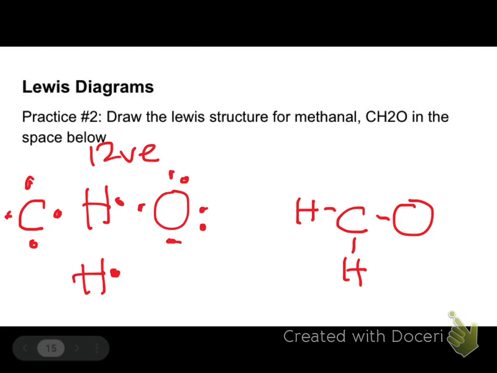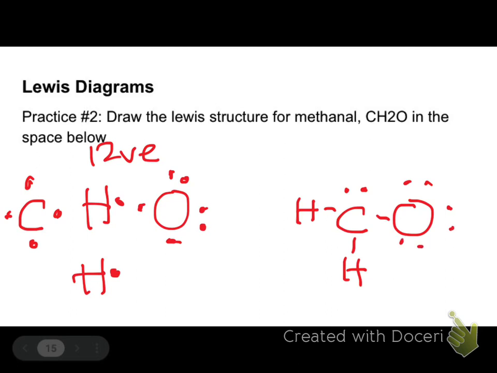Okay, now we can go in and count here. This hydrogen has 2, it's happy. This hydrogen has 2, it's happy. Carbon has 2, 4, 6. So what does carbon need to get to 8? 2. So we're going to give it a nice little lone pair here. Okay, oxygen has 2. How many does it need to get to 8? 6. So we'll go and add in 3 pairs of electrons.